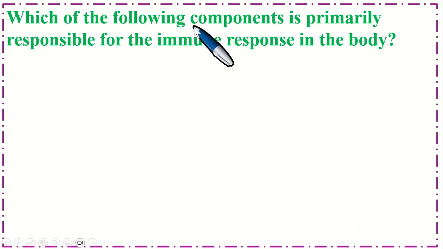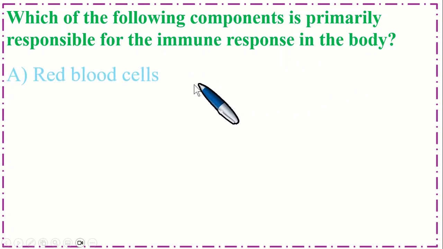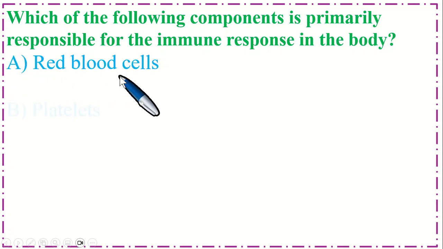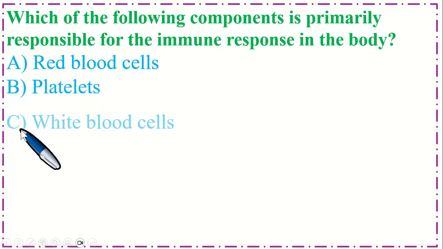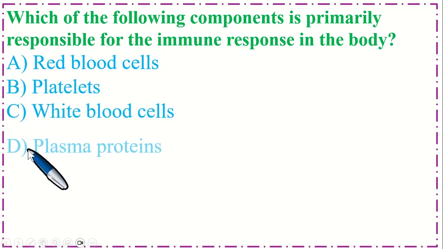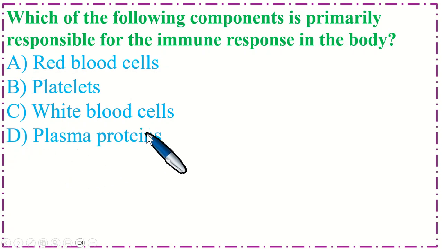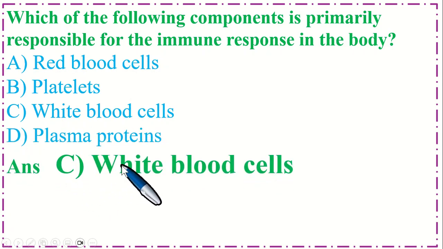Which of the following components is primarily responsible for the immune response in the human body? Option A, red blood cells. B, platelets. C, white blood cells. And option D, plasma proteins. So the correct option is C, white blood cells.